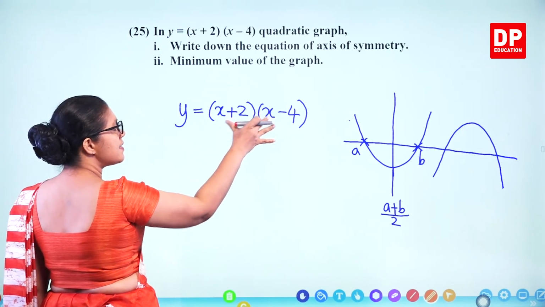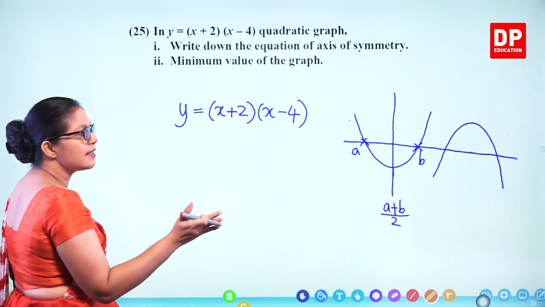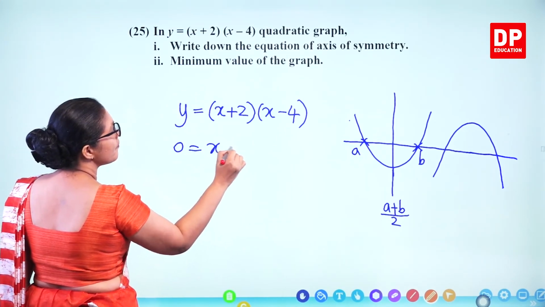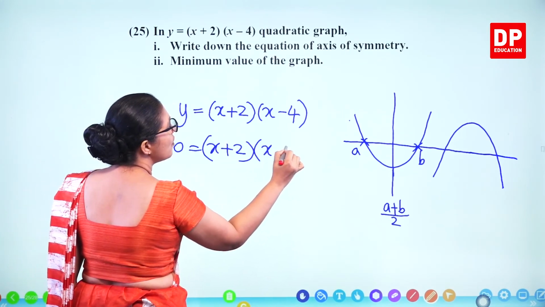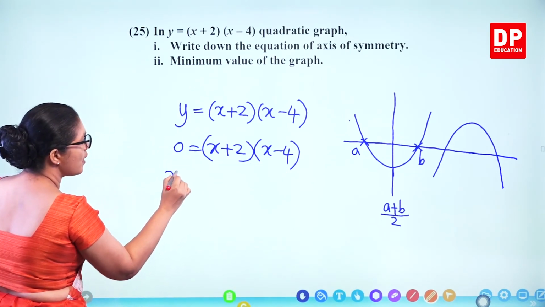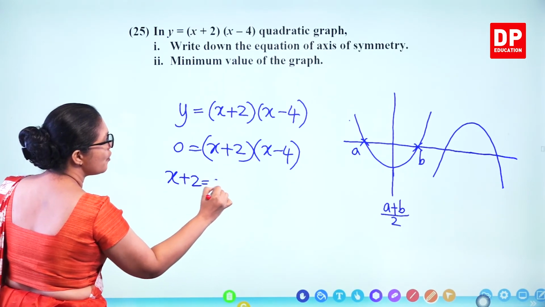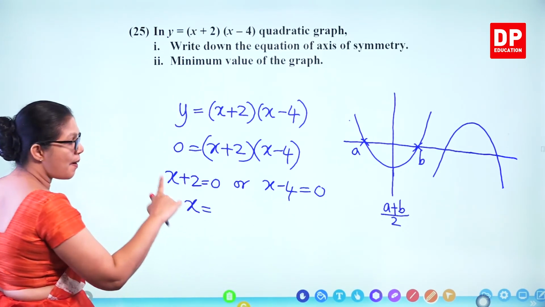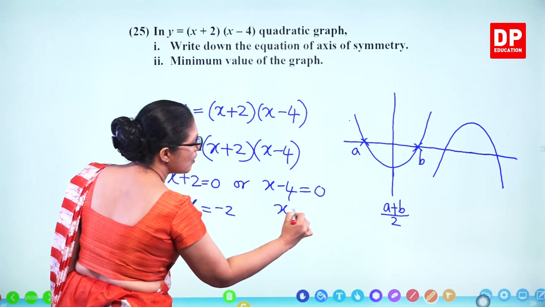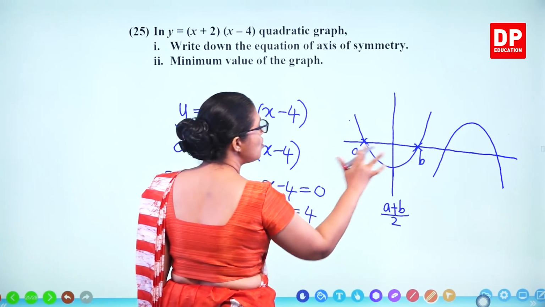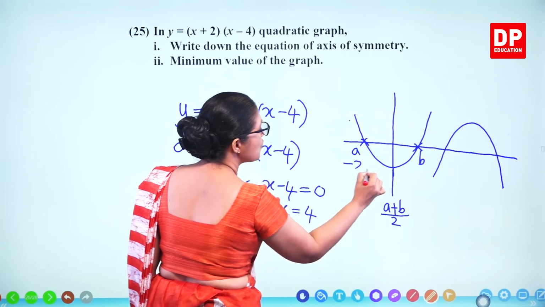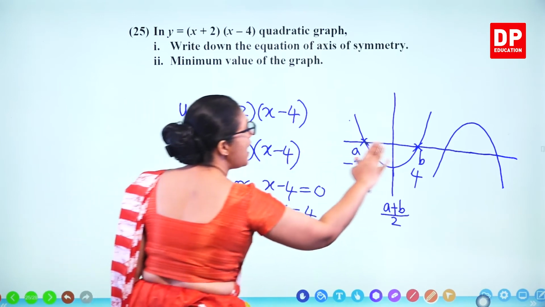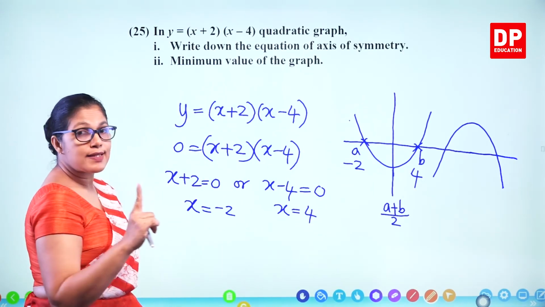So the product is 0, meaning what are the solutions when y equals 0? When y equals 0, those are the x-intercepts. So you can get x plus 2 equals 0 or x minus 4 equals 0. So that is x equals minus 2 or x equals 4. So those are the two intercepts. This is minus 2 and 4. How do we find the mid value? So we add and divide by 2. So that's the mid value.